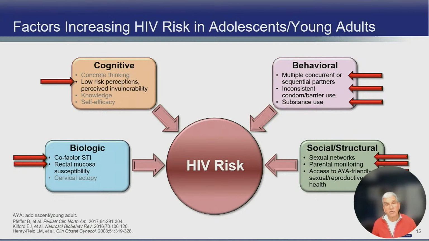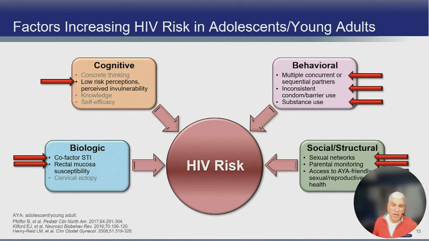From a cognitive point of view, we discussed the perception of risk, not feeling risk, not being aware that you're at risk. For young girls, not perceiving risk because they're with one partner. Guys not perceiving risk because of the way they view themselves. So this cognitive piece is the second part.